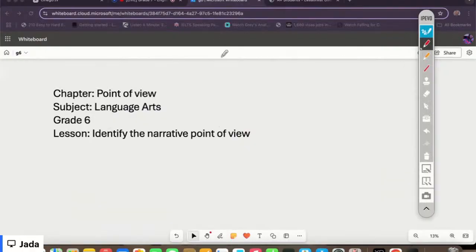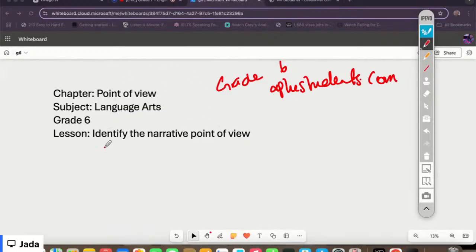Today we will have point of view. First, you have to log in using aplusstudent.com. Click on your name, move on to language at the grade 6 rather. Chapter is point of view and lesson will be identify the narrative point of view.